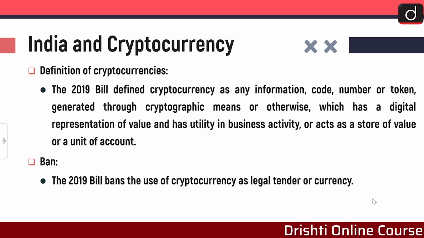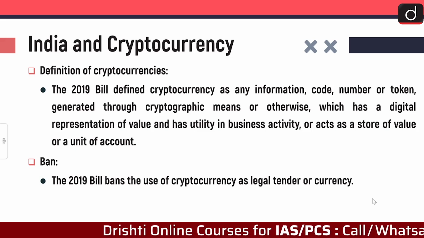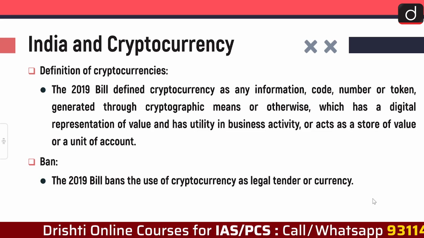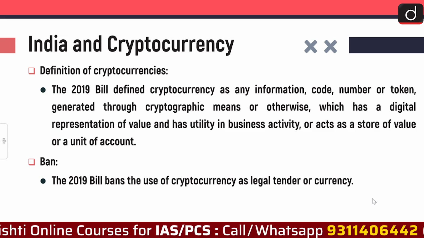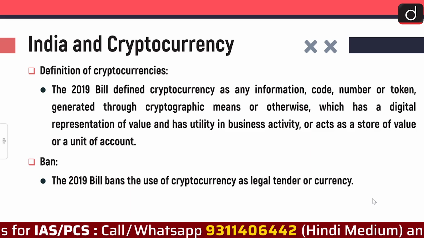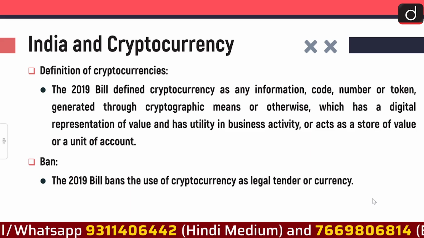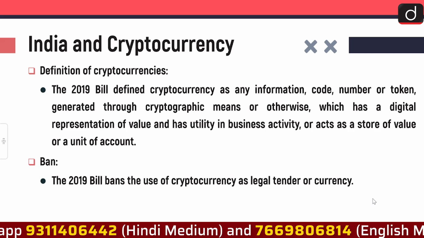The 2019 Bill of India defined cryptocurrency as any information, code, number or token generated through cryptographic means or otherwise, which has a digital representation of value and has utility in business activity, or acts as a store of value or unit of account. So many people started mining cryptocurrency and buying cryptocurrency, and cryptocurrency has a problem that it is not backed by any government sovereignty.